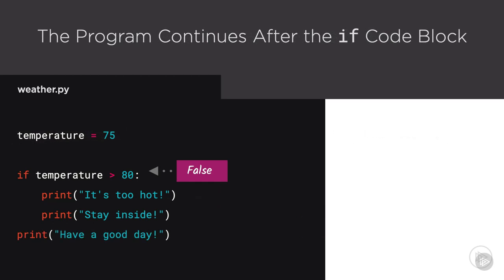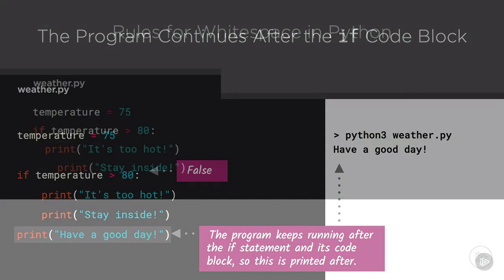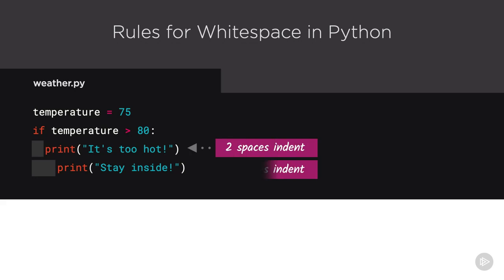If we add another line of code that prints "have a good day" after the if statement and its code block, we can see that's where the program continues running after the if statement. When we run this, we can see that even though the if code block wasn't run, "have a good day" was printed. For indenting code blocks in Python, usually 4 spaces are used.